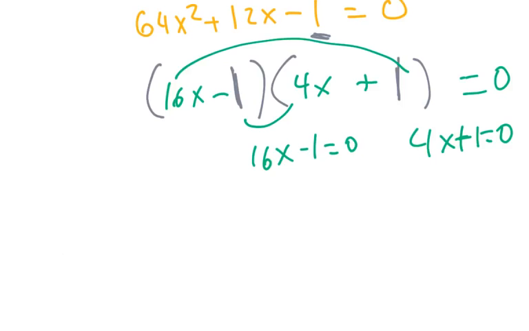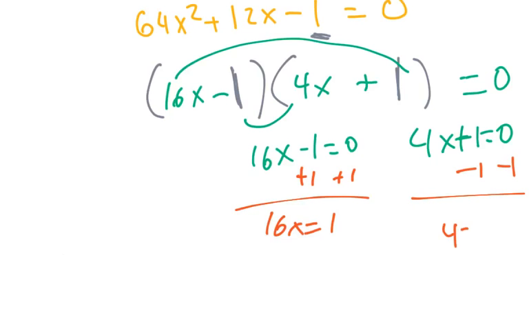Okay. So solve, move the 1 to the other side. Subtract 1. So x equals 1 over 16, or x equals negative 1/4. And those are my answers. Hopefully that makes sense. See you in the next video.